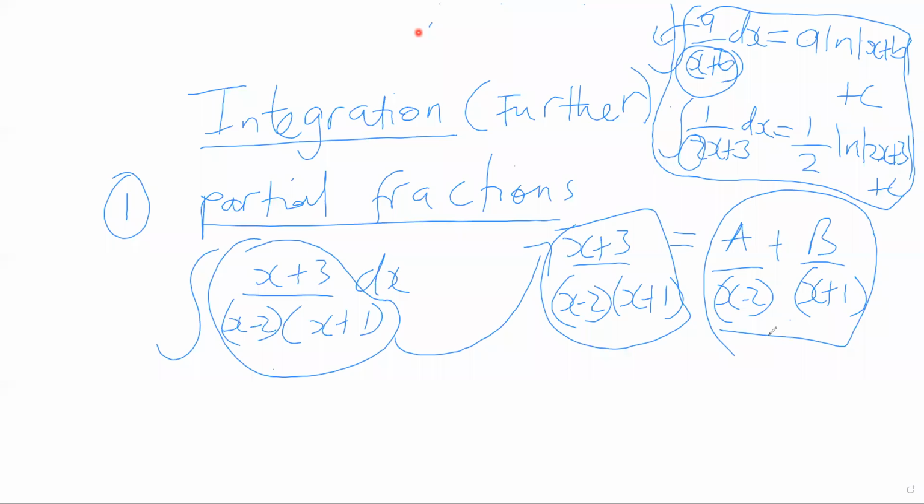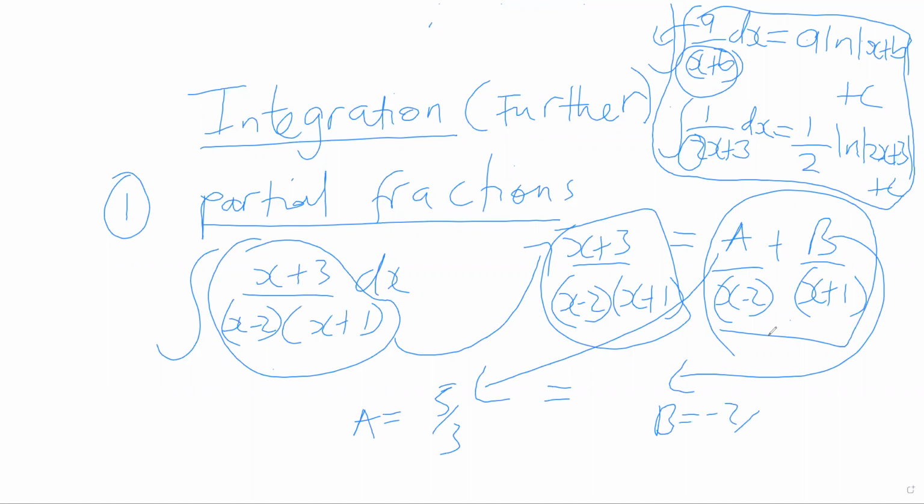Now you have to make sure you check and find your A and B. I found my A using partial fraction as 5/3, and I found my B as -2/3. You have to check that when you do your partial fraction.